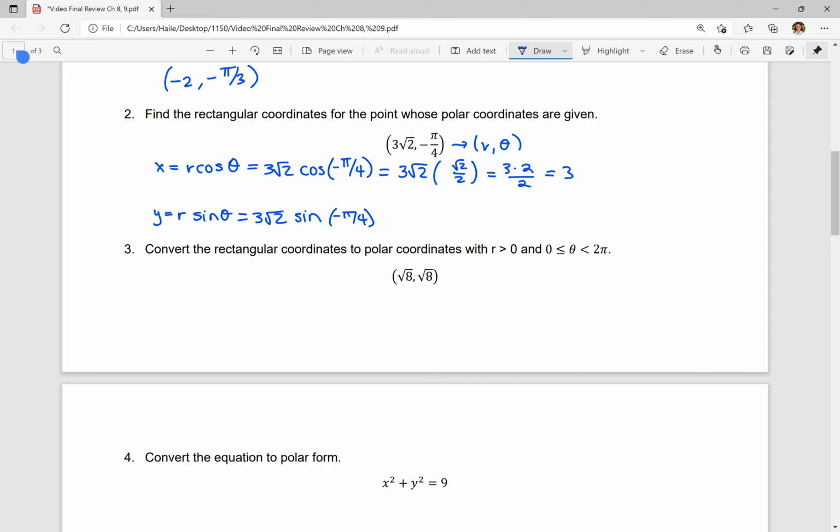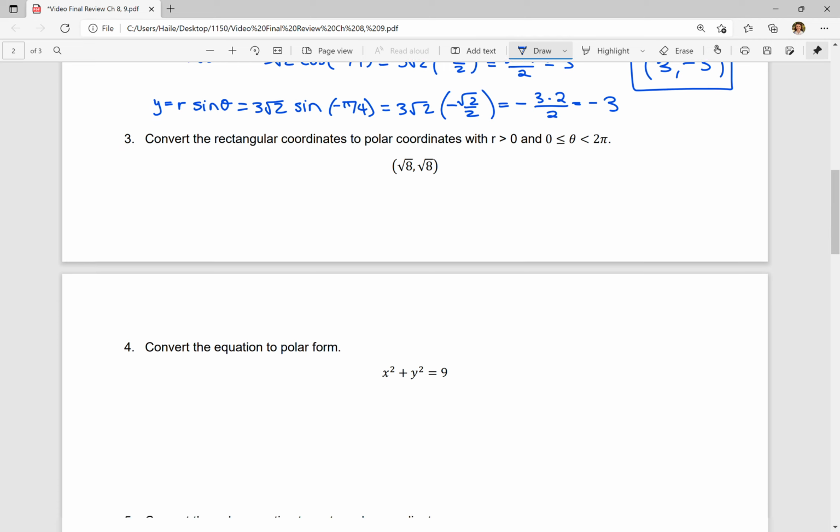And then if we go and do our formula for y, the sine of negative pi over 4 is negative square root of 2 over 2. So we have, again, negative 3 times 2 divided by 2, which is just negative 3. So if we were going to write this as an xy point, we would have the point 3 comma negative 3.